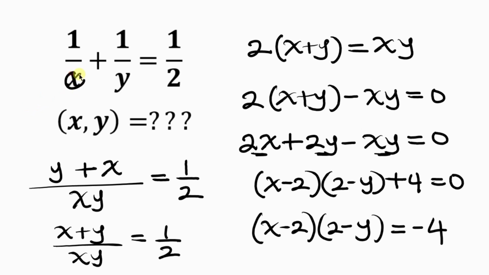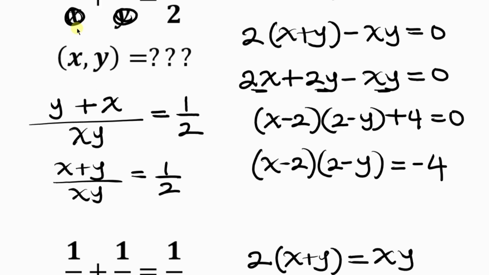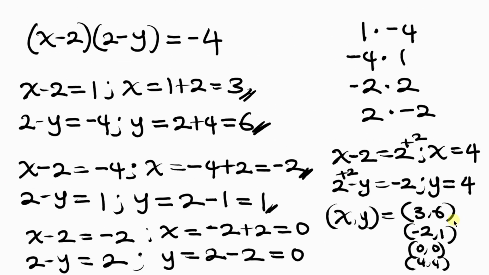When x is 0 and y is also 0, 0 cannot be a denominator because it makes the expression undefined. So x equal to 0 and y equal to 0 cannot be a solution. So the only solutions that exist so far are 3 and 6, negative 2 and 1. This is not a solution. Then 4 and 4 is a solution.